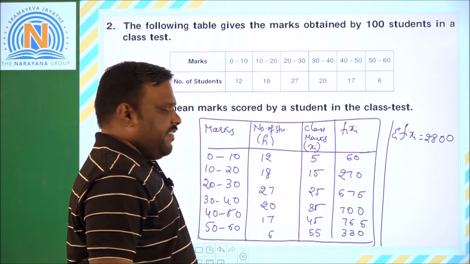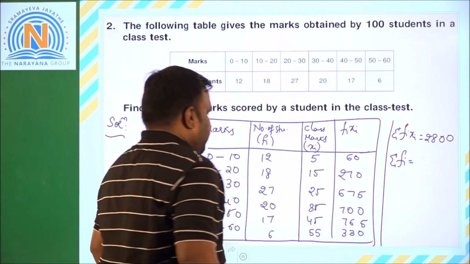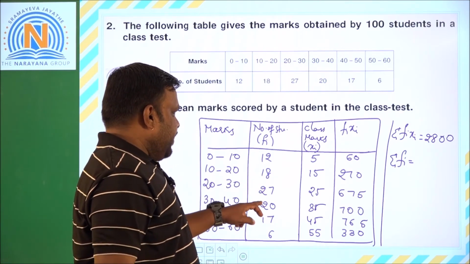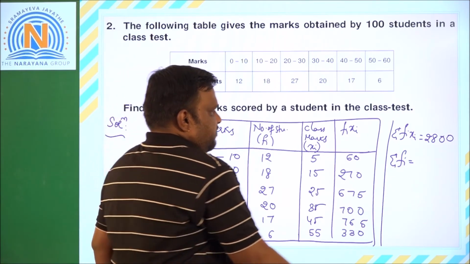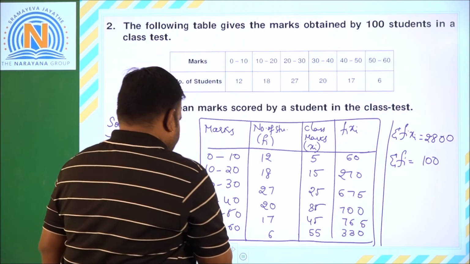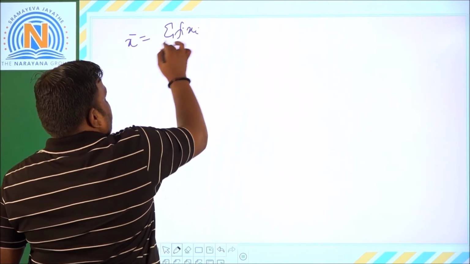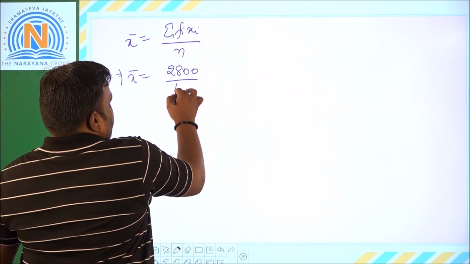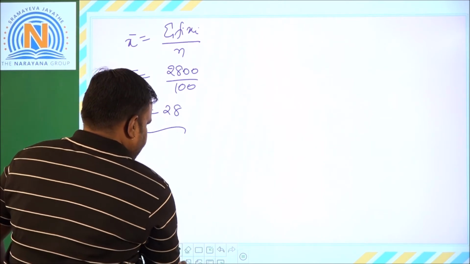And when you come to the sigma Fi part, when you add sigma Fi, that is the summation, the total n, the sum of the frequencies: 12 plus 18 will give you 30, 30 plus 20 will be 50, 50 plus 27 will be 77, 77 plus 17 is 94, plus 6 is 100. So this will be 100 here. The next part: we got sigma Fi Xi and we got sigma Fi, and we know the arithmetic mean formula clearly. X bar is equal to sigma Fi Xi by sigma Fi, or n we can take it. So X bar is equal to 2800 by 100. So the arithmetic mean is equal to 28. So this is one of the questions.